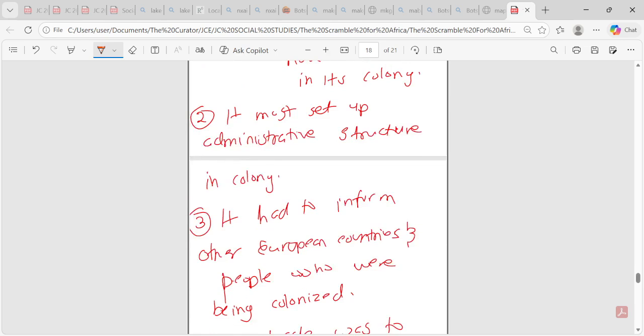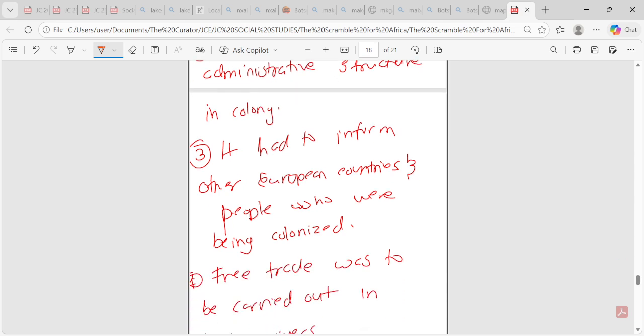Number two, it must set up an administrative structure in that colony. So it has to decide how power is going to be spread out in that colony. Who are the leaders, who are the subordinates, that kind of thing. Number three, it had to inform other European countries and the people who were being colonized. So they had to announce that from now on, we are going to colonize this country.